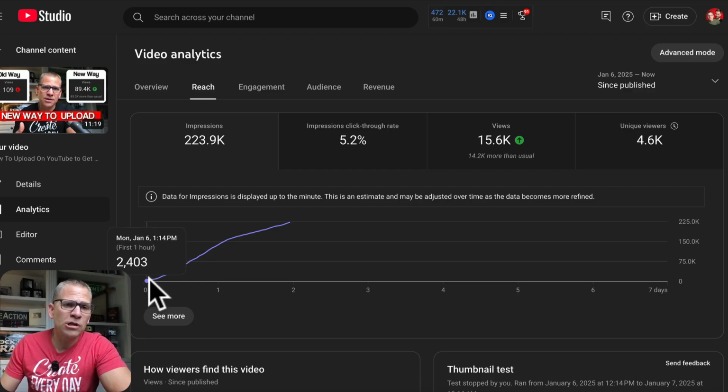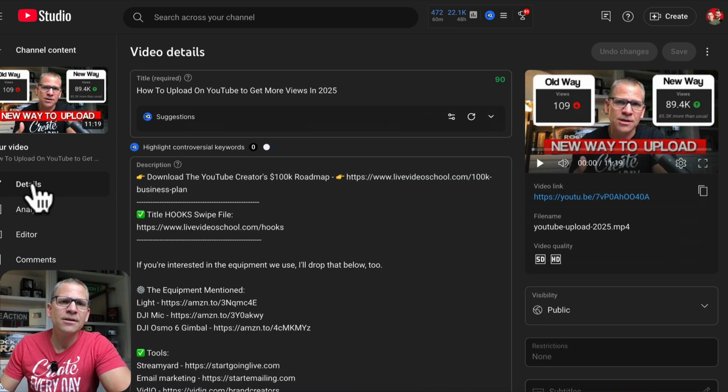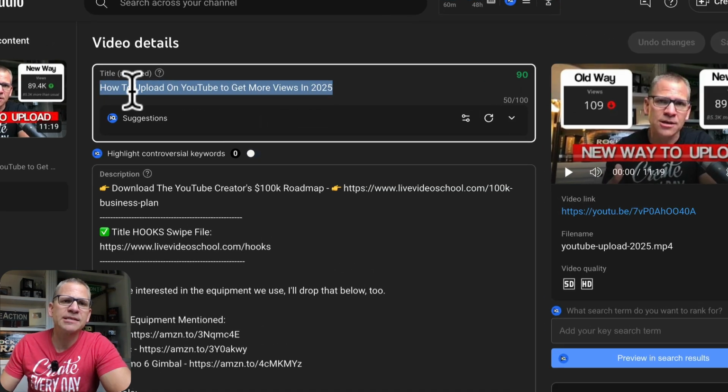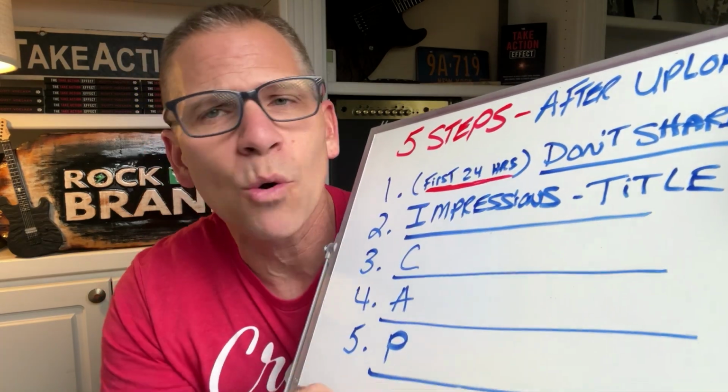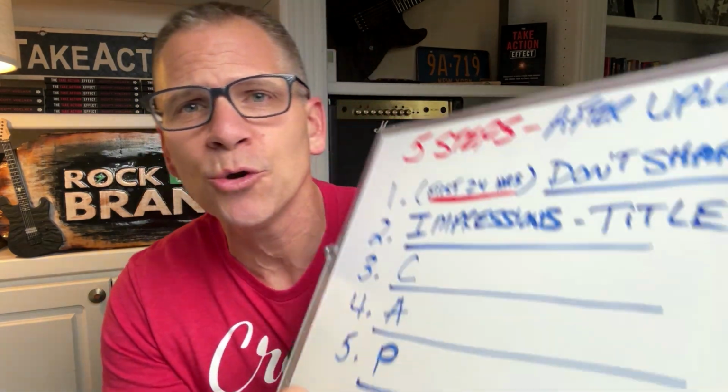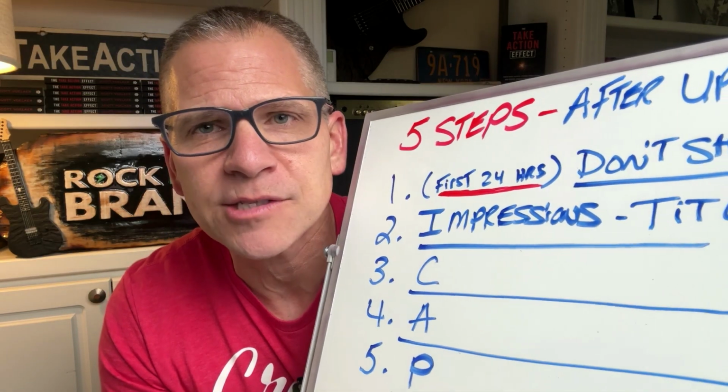Now, if these were low, that is where I would want to start thinking about making an adjustment. First adjustment I would want to do is look over at the title. And this is where I would decide, do I need to do something different with the title? In this case, I'm going to leave it alone. Why? Because it's working. What the title is going to do is it's going to allow us to get more impressions. So that's why we're looking at the impressions, not the views. Without impressions, we can't get clicks, and without clicks, we can't get views.